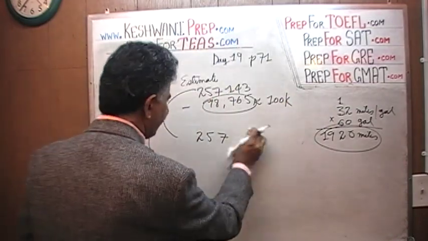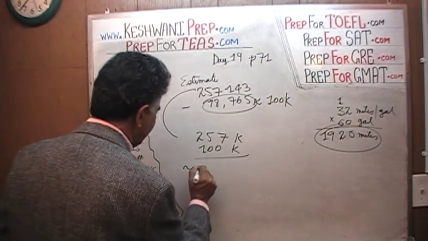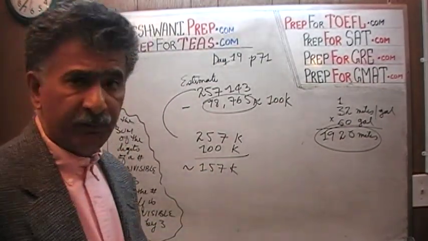I don't know why we even make such a fuss. It's 250,000 minus 100,000, so the answer is approximately 157,000. That's all. The approximate answer is 157,000.